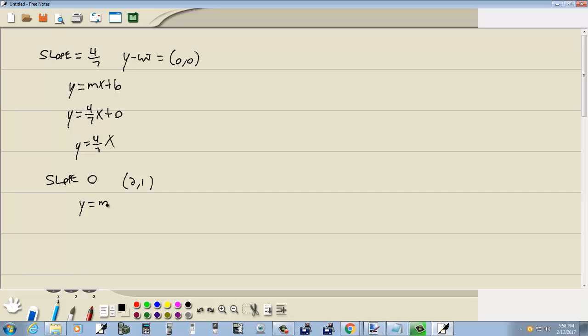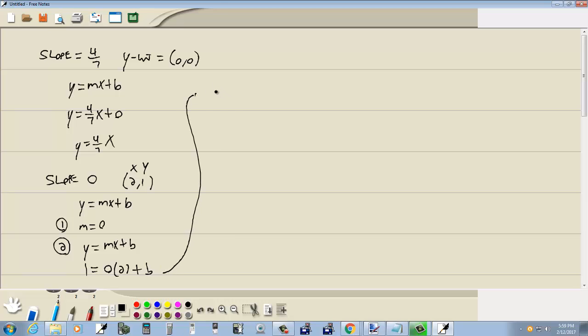I've got y is equal to mx plus b. So step 1 is to find m. Well, it's given. M is equal to 0. Step 2 is to plug in m, which we just found, and the given point for x and y. So I'll plug 1 in for y, into y equals mx plus b. So put 1 there, m is 0, x is 2, plus b. And then we want to solve for b. Well, 0 times 2 is 0, so we've got b is equal to 1.